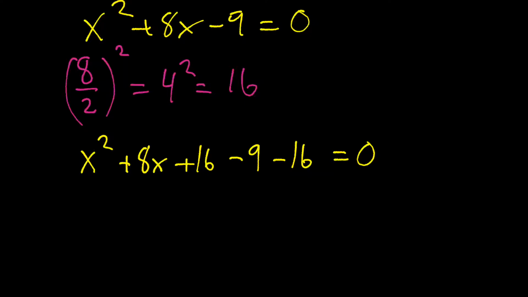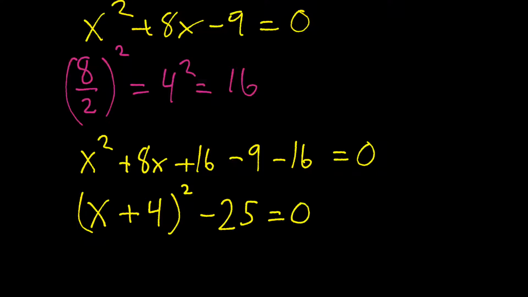And now I can do my factoring on my perfect trinomial. Take the square root of x squared to get just x. Take the square root of 16 to get just 4. Put parentheses around it. Look at the sign on B. It is positive, so we're going to have x plus 4 quantity squared. And then minus 9 minus 16, well, that just gives us a minus 25 equals 0.